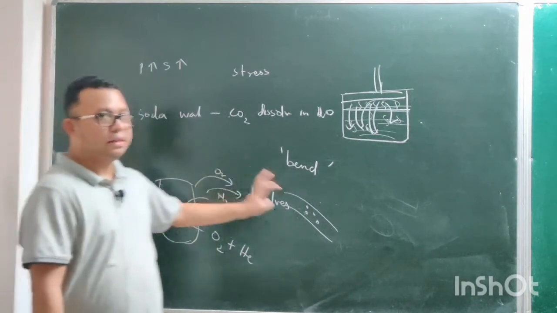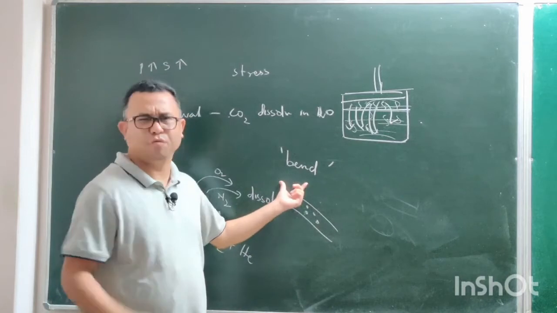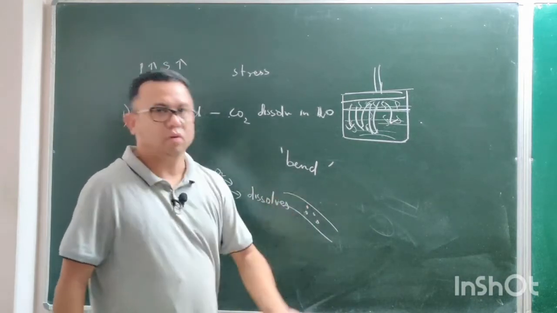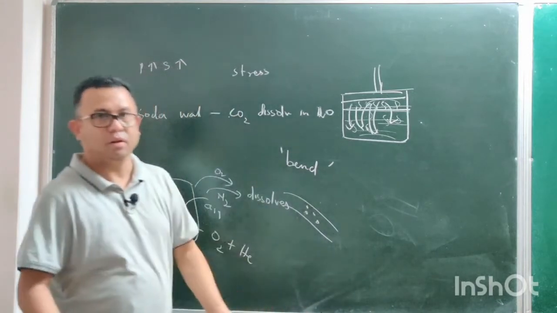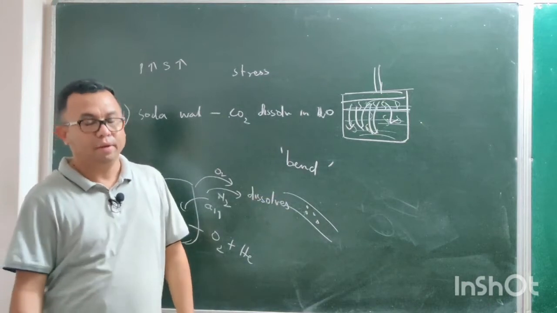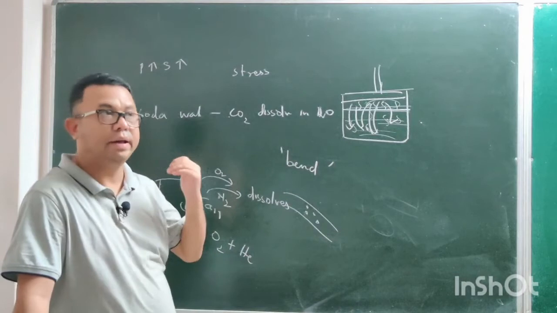So that very bend situation, the very severe pain, usually causes bending of that particular person. Because of that only, the name bend is derived. That is your second application of Henry's law.